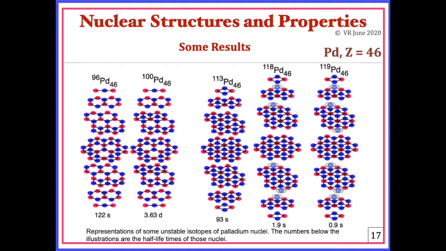The 113Pd isotope is the highest mass number that fulfills the rules of binding for that chosen geometry. Its half-life is over 90 seconds. It has a lot of positions where additional neutrons can temporarily bind.